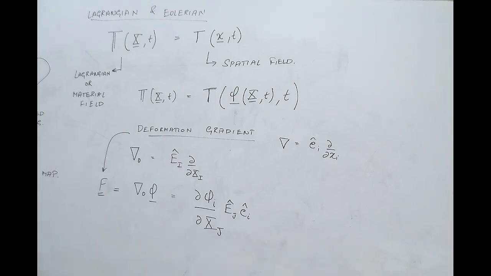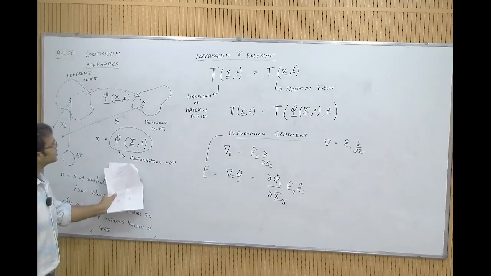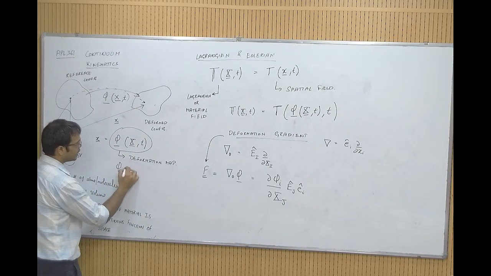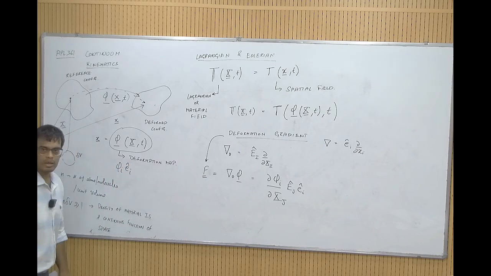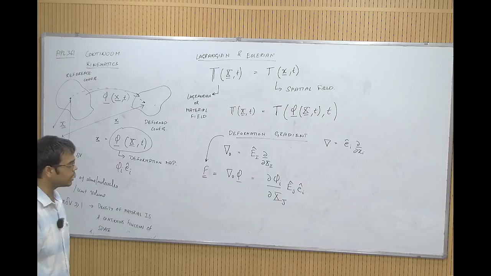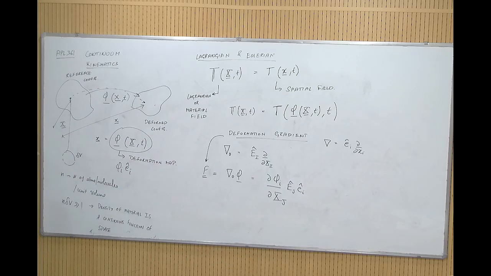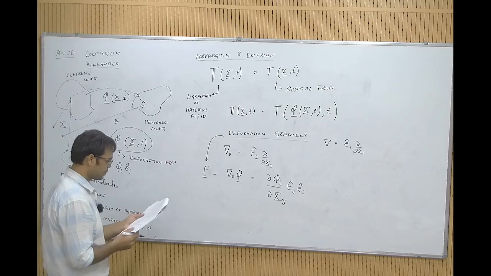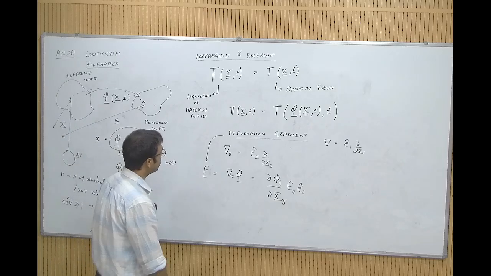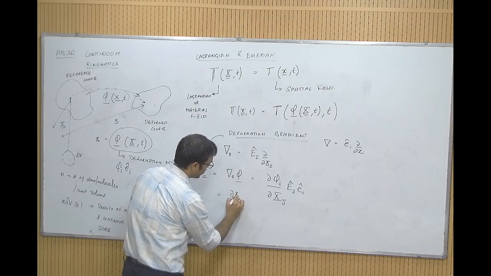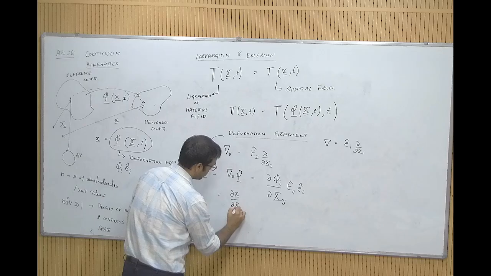So this map, this function, is a vector valued function. So it is essentially phi I e hat I. That is where I get this. A more compact way of writing the deformation gradient is basically del x over del capital X.